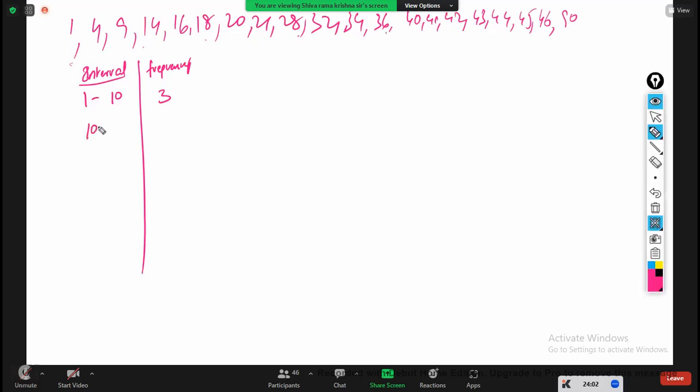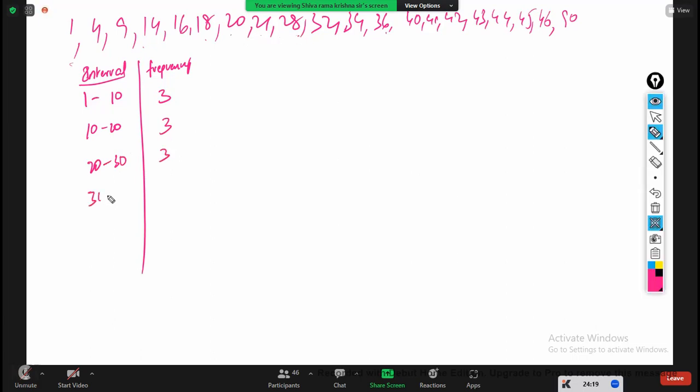From 10 to 20, how many are there? 3 of them are there. 20 should not be included because the right side should not be included. How many are there? Only 3 are there. Now 20 to 30: 1, 2, 3. Again 3 are there.